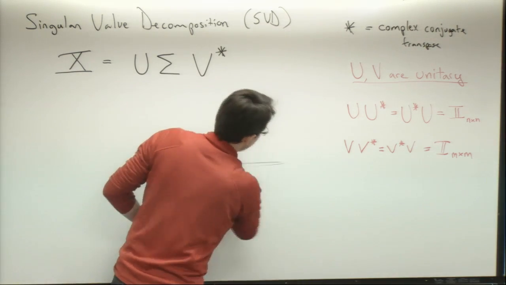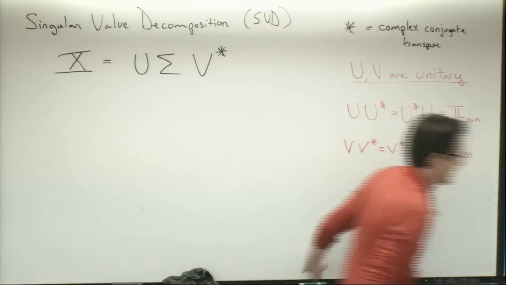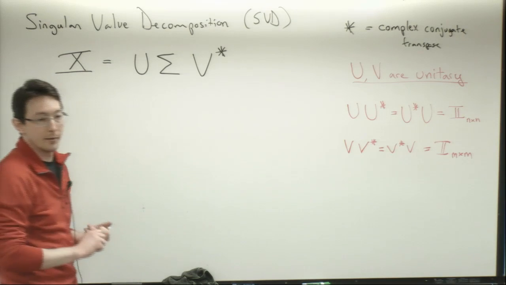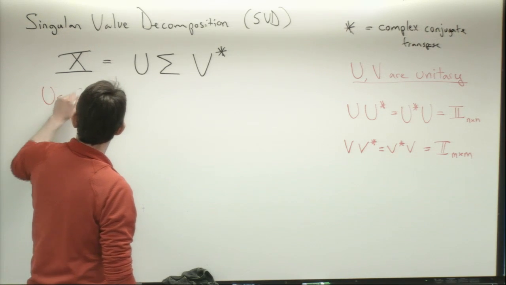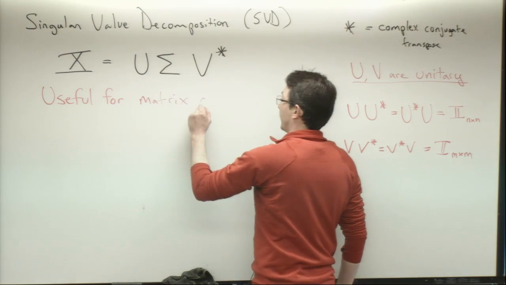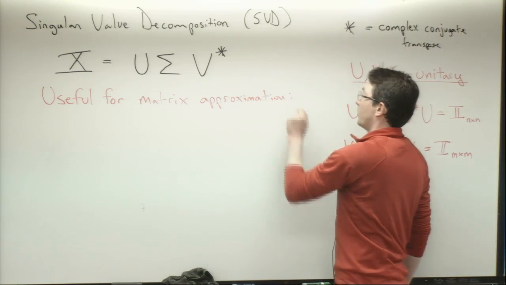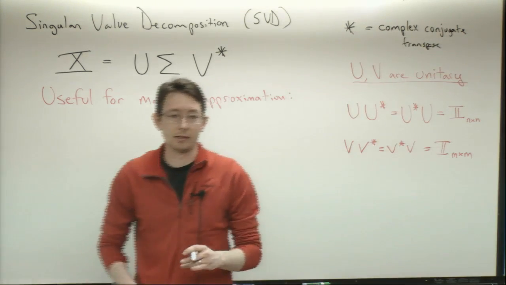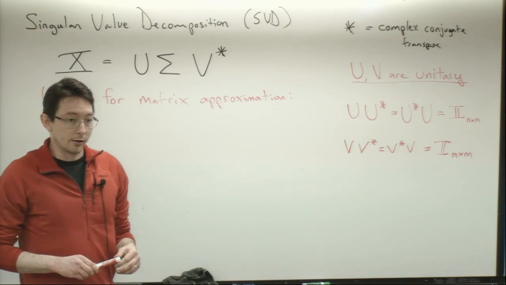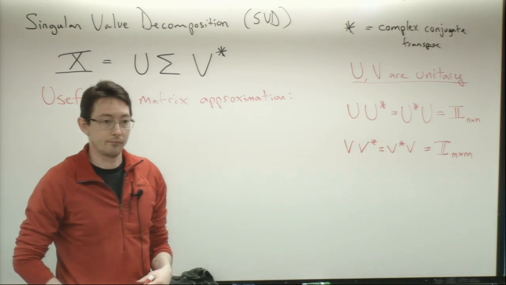Okay, we're ready for the final piece, and then I'm going to show you a matrix example. So the actual final piece, I hope this is the final piece, is that you can use this to approximate a matrix. It's useful for matrix approximation. So what do I mean by matrix approximation? How would I make this useful for matrix approximation? I've written my matrix X as a sum of a bunch of rank 1 matrices.